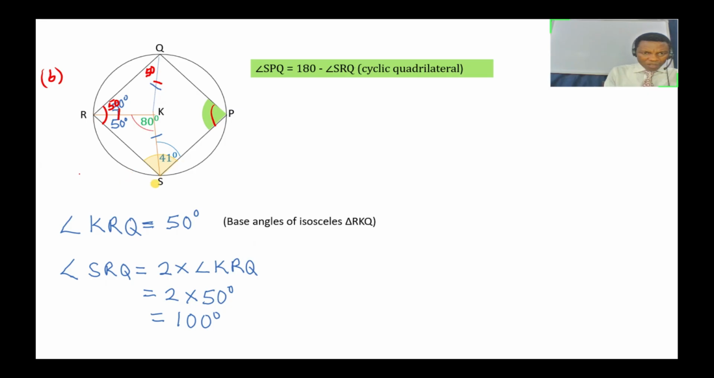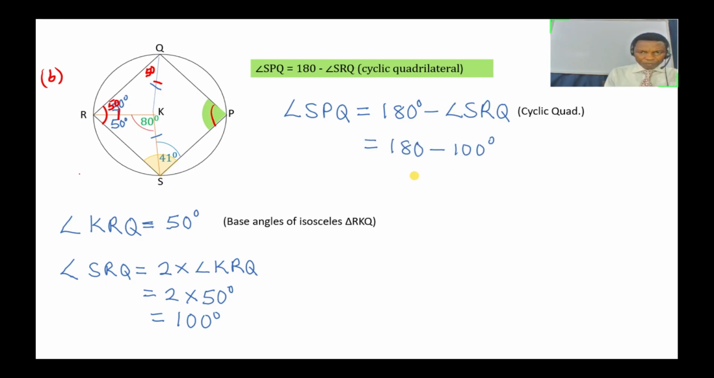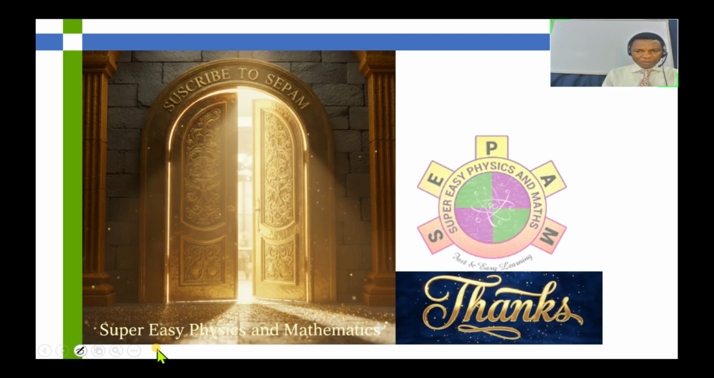Having known that, we can now say angle SRQ plus angle QPS equals 180 degrees, cyclic quadrilateral. If we do that, we can now make the angle we are looking for, which is SPQ, the subject. SPQ equals 180 degrees take away angle SRQ. That gives 80 degrees. So this question is solved.